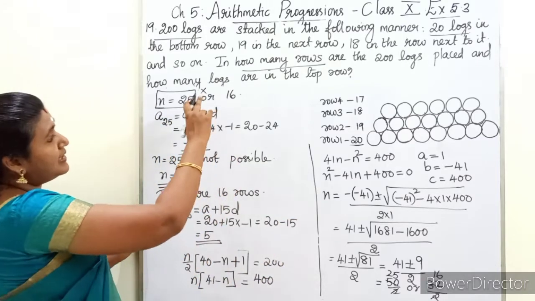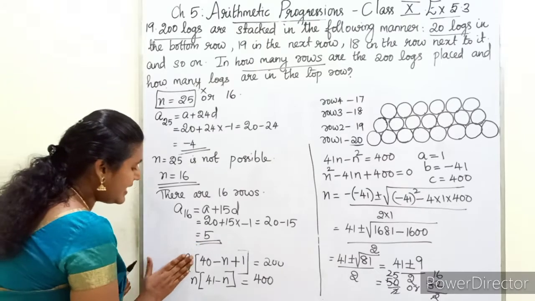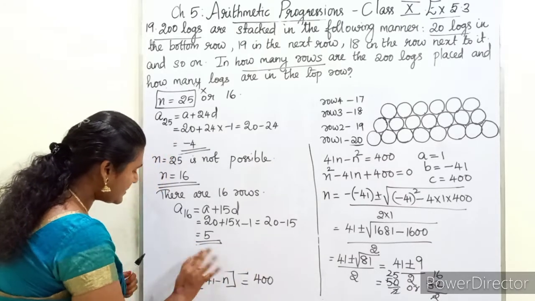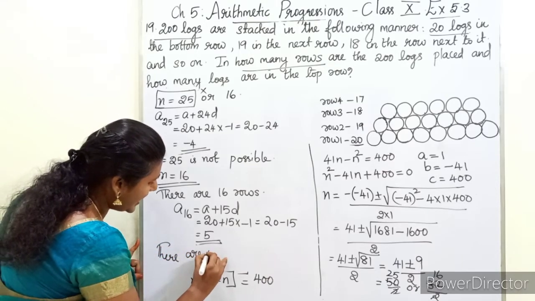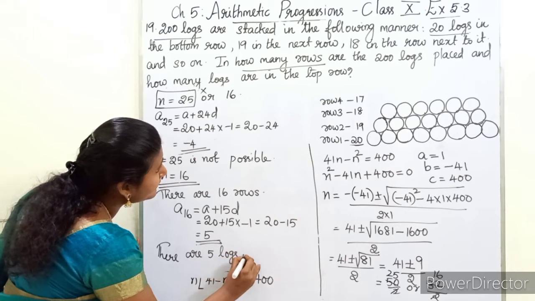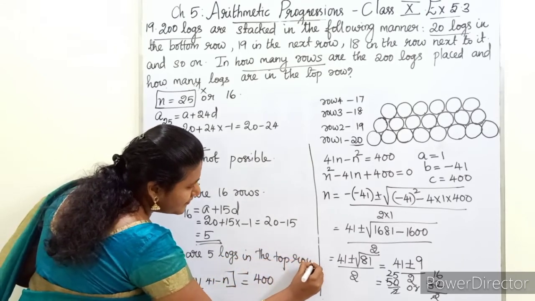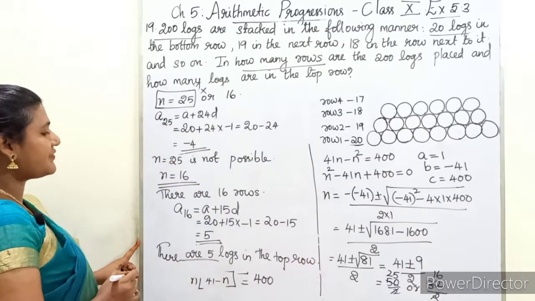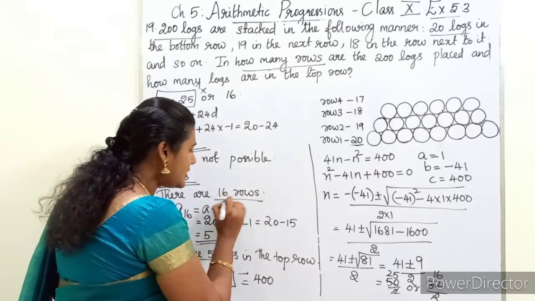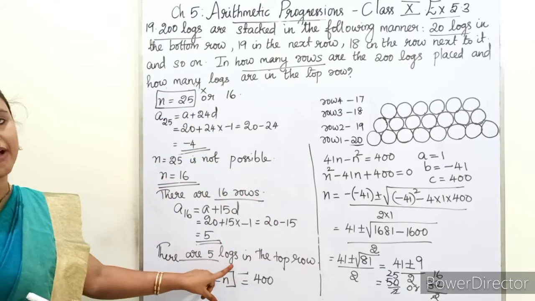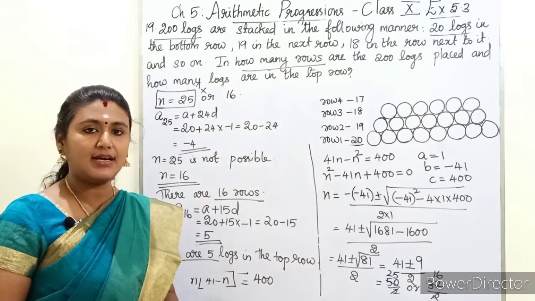So in the top row how many logs are there? 5. So we can write there are 5 logs in the top row. So these two things only you have to find. How many rows in the arrangement? There are 16 rows, and in the top row there are 5 logs. Okay. So this question is very important. Now we will see the last question.